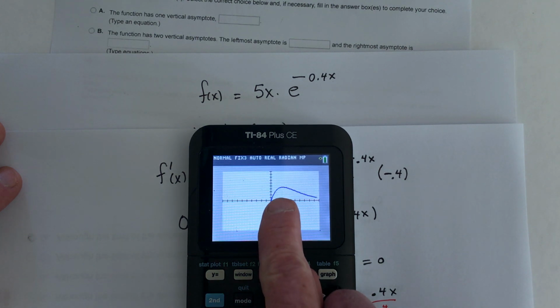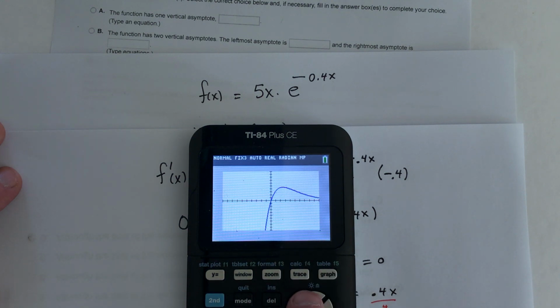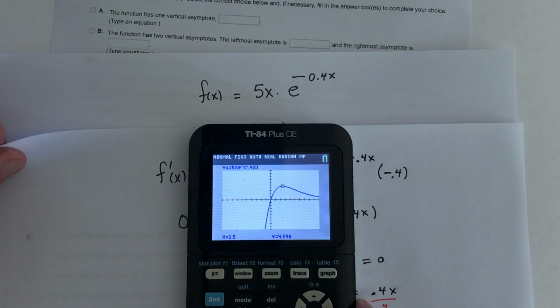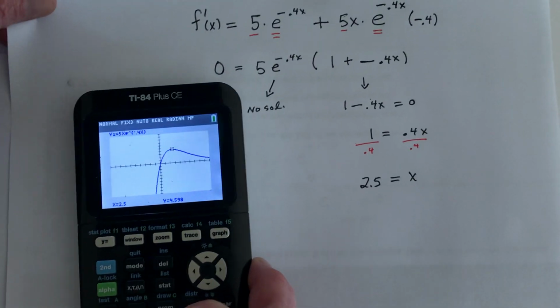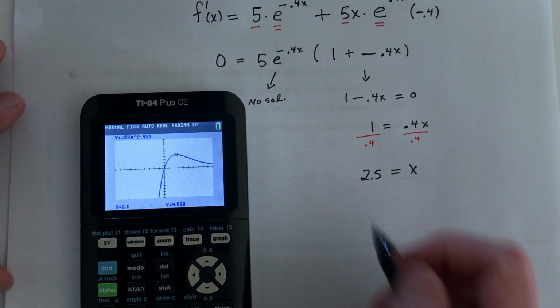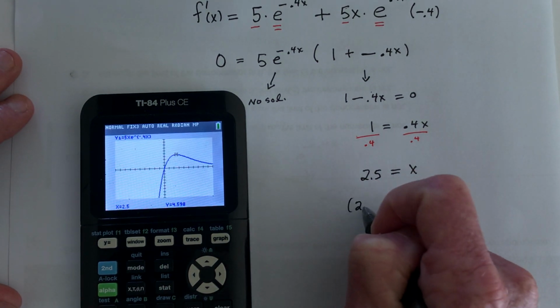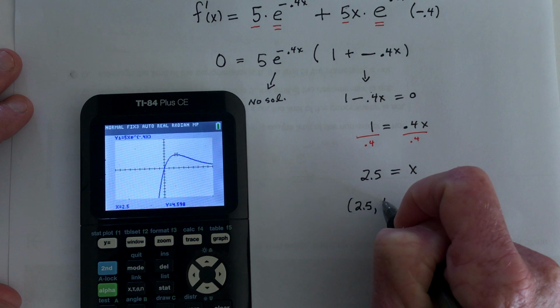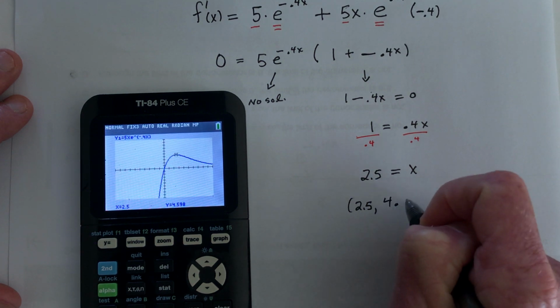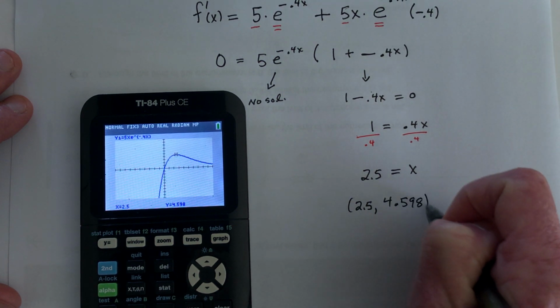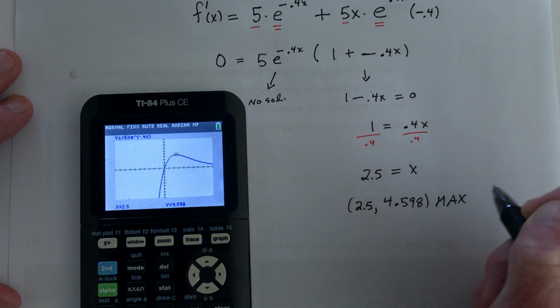So it looks like at 2.5, that's a maximum value. So trace and plug in 2.5. Yep, that's a maximum. So that means 2.5 comma 4.598 is a maximum value.